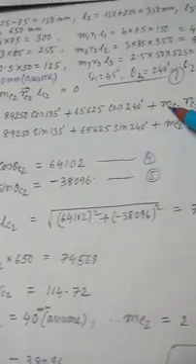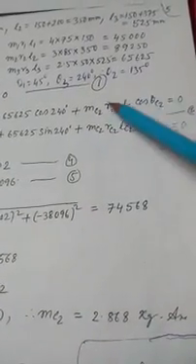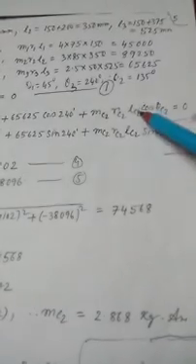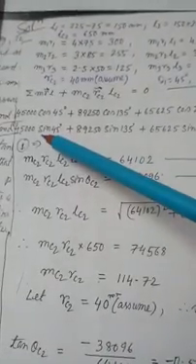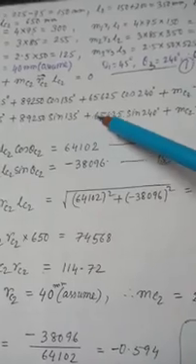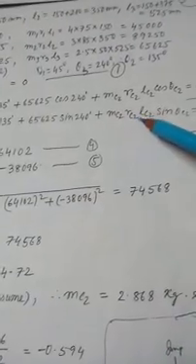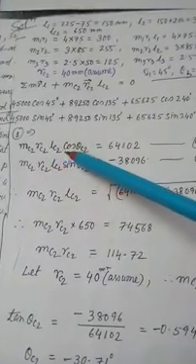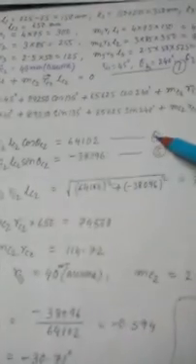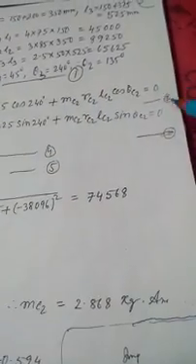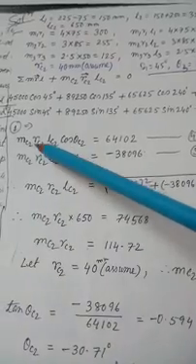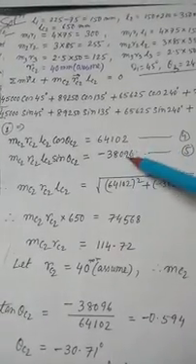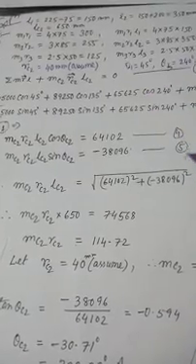This is the cos component. Here you will find that there is no MC1 because LC1 will be 0. So that is 0. This is the Y component, equal to 0. This is the equation coming from here. This is 1 equation, 2 equation, 3 equation. So this is the 4 equation.